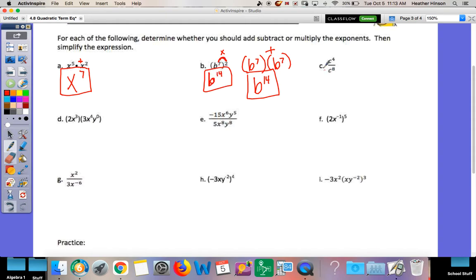Okay, for C, when we have division on our variables means we're going to subtract our exponents. So 4 minus 8 is negative 4. Now remember, we can't keep a negative exponent. So when you have that, you're going to flip your variable to the bottom. That'll make it positive. And if there's nothing left on top, technically it's an understood 1 in front. So that 1 just stays up top.